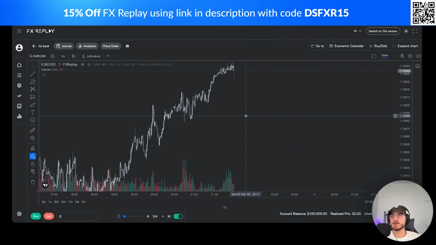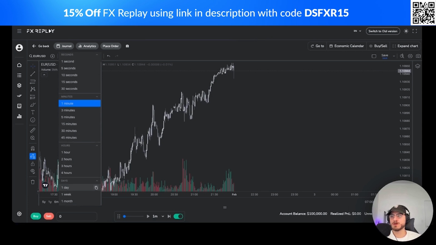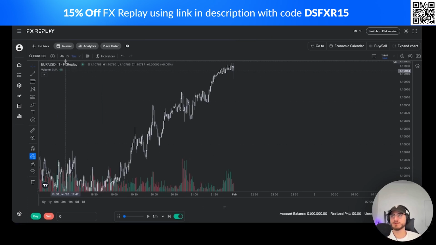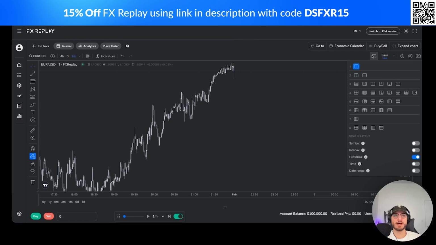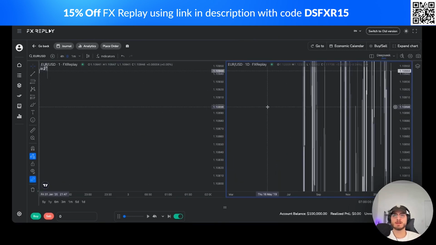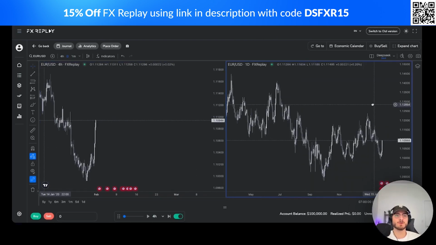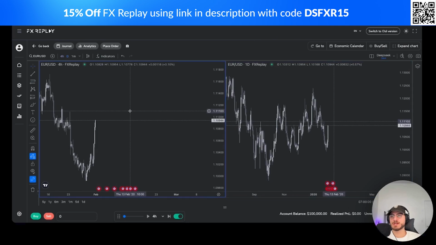Now that we are in, let's set up our chart for success. We're only going to be using the daily and the 4 hour. Those are the only two timeframes that we're going to be using, so those are the only ones we need. I can take off volume. I can set it up so I have two layouts: this one as the daily, this one as the 4 hour. So let's set that up like so. Now we have them both set up perfectly.